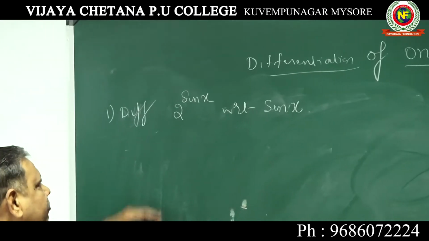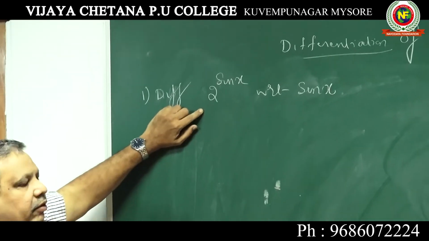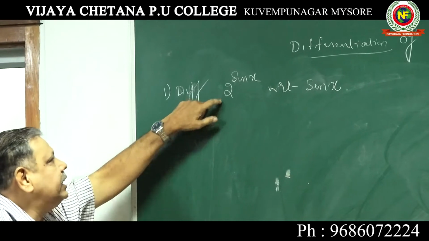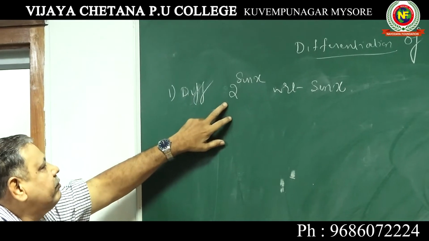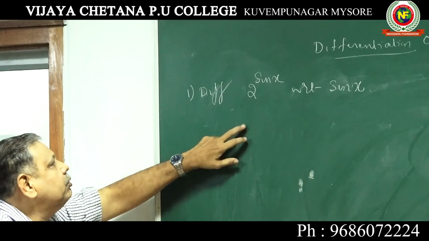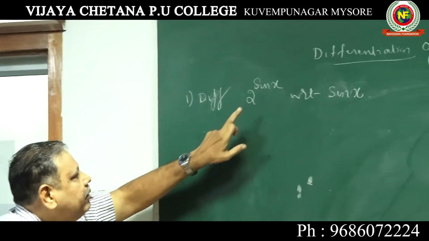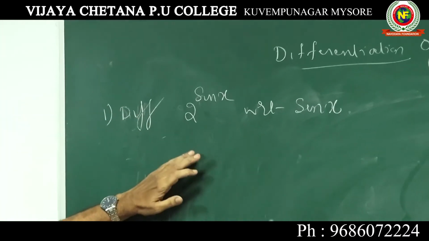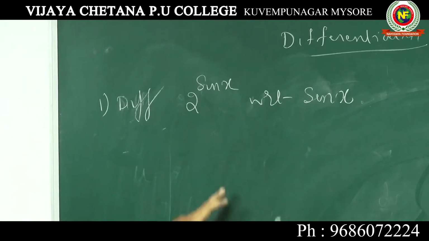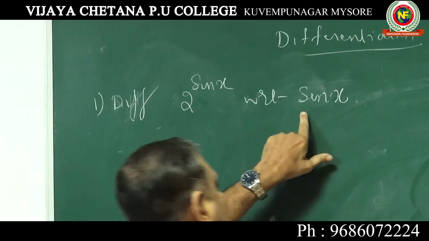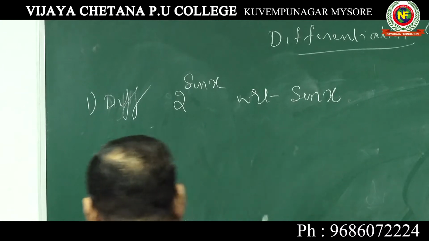See here, when you are taking u, 2 to the power of sin x is u. When you differentiate, du by dx is 2 to the power of sin x log 2 into d by dx of sin x. Very important thing. Here it is 2 to the power of sin x log 2 into cos x, and dv by dx is directly cos x. Then find out du by dv.